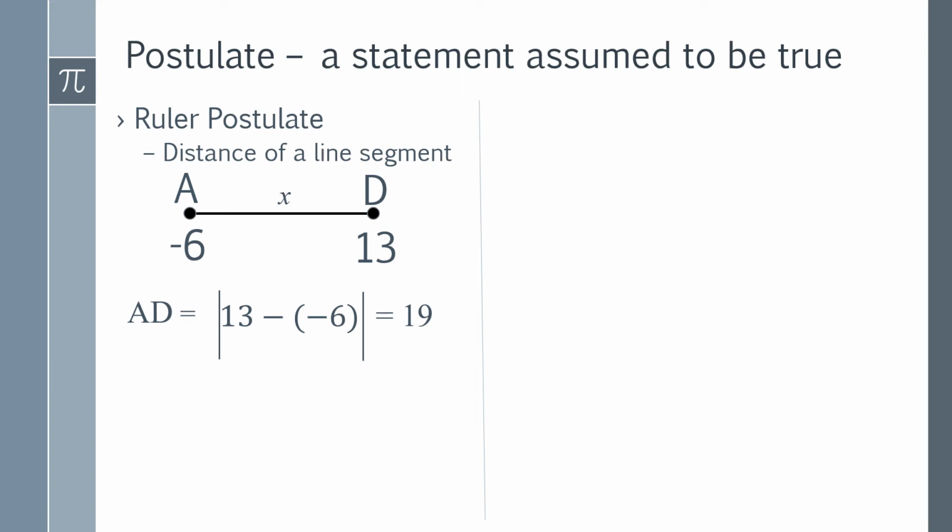So 13 minus -6 is 19, and the distance from 0 to 19, which is the absolute value, is also 19. But we could also put endpoint A first. Now we want to take the absolute value of -6 minus 13, which is -19, but the absolute value of -19 is also 19. So the distance between point A and D is 19.